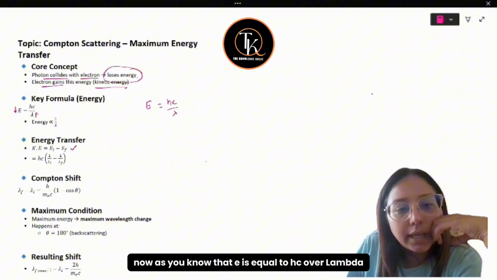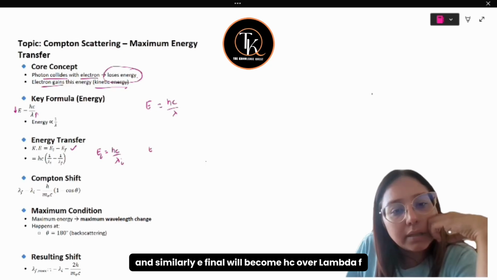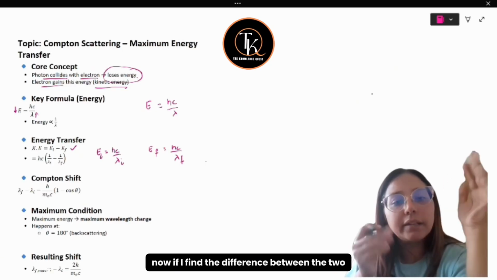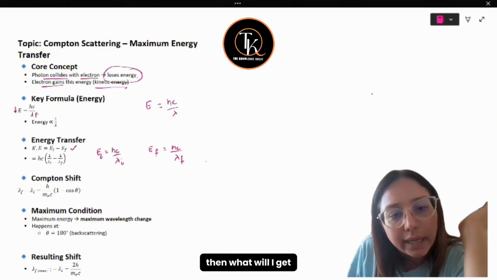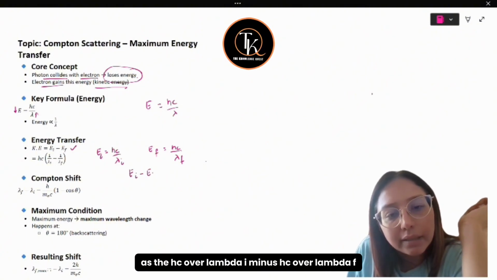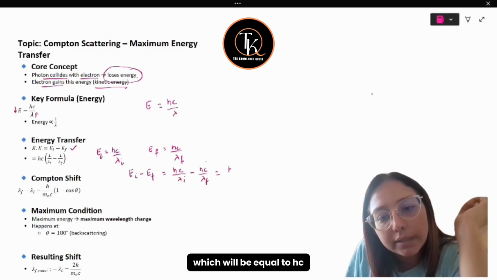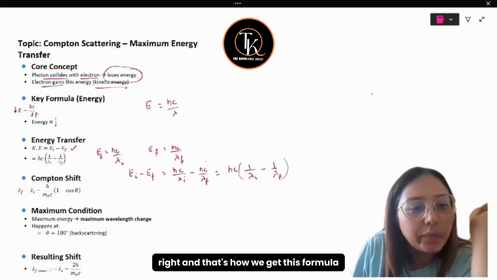Now, as you know that E is equal to hc over lambda, so EI will become hc over lambda I, and similarly E final will become hc over lambda F. Now, if I find the difference between the two, then what will I get? I will get E initial minus E final as hc over lambda I minus hc over lambda F, which will be equal to hc, which can be taken as common, times 1 over lambda I minus 1 over lambda F, right? And that's how we get this formula.